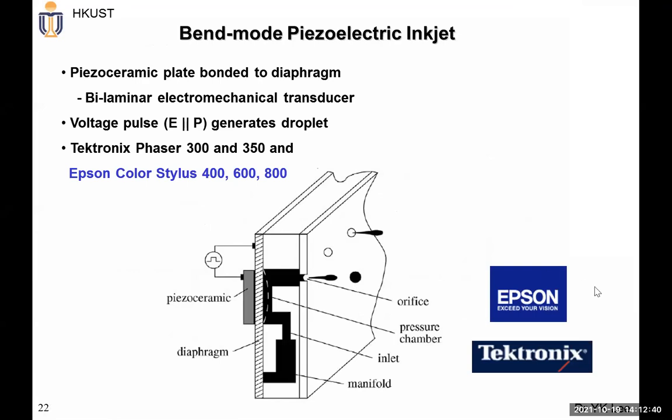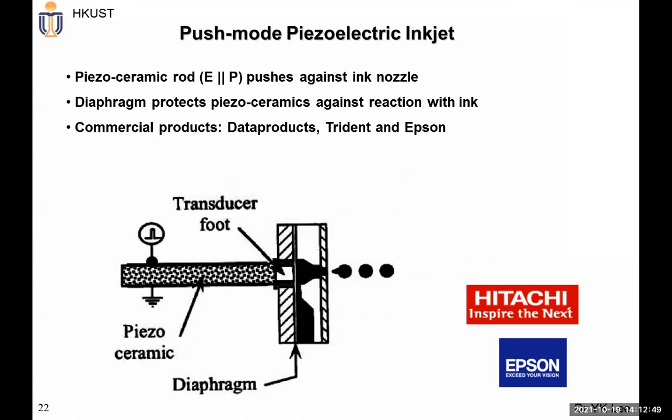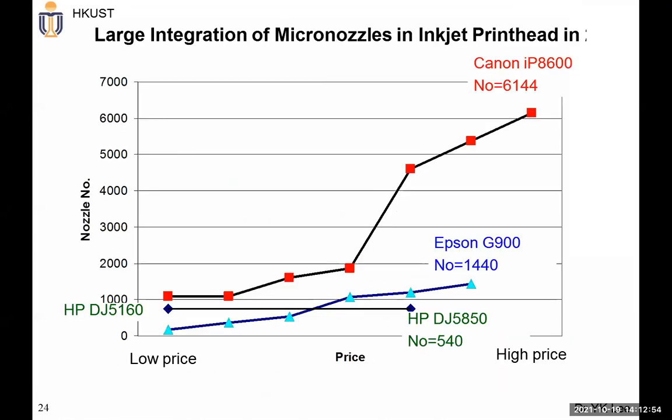There are at least several companies, like Epson and Tektronix, that really make this kind of unique piezoelectric inkjet product. And of course Hitachi, a different company, has a different product. One of the important messages is that for all these micro inkjets, the key thing is integration, right? Not only one, but like in the old days 15 nozzles, now about 6,000 nozzles, right?